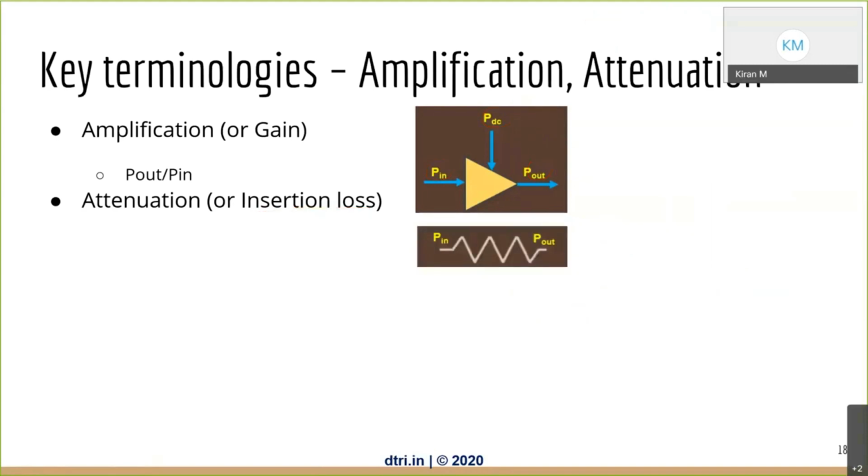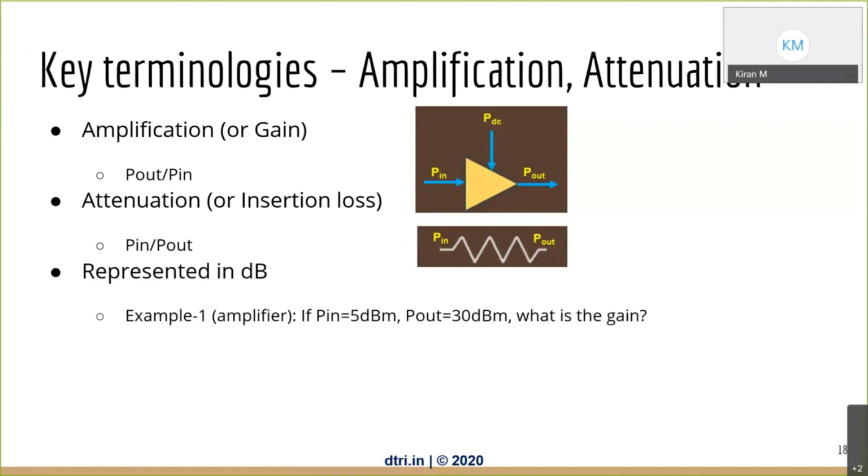How do you represent it? For example, a resistor. If you have a simple resistor, it actually reduces your power level. You represent it by P in by P out. You take the input power and divide it by the output power, and you get a number which tells you how much is the signal loss.